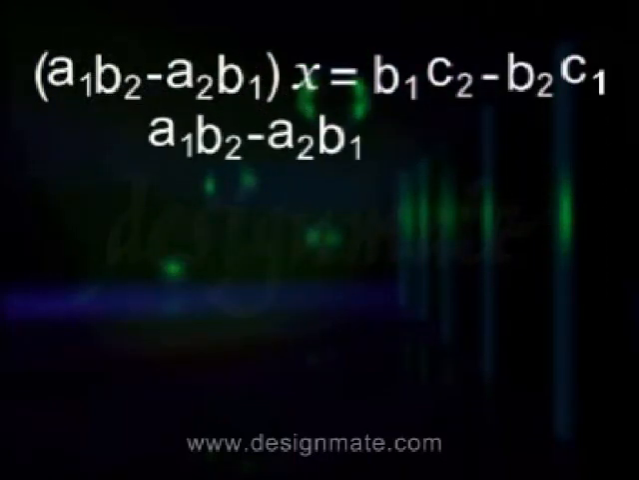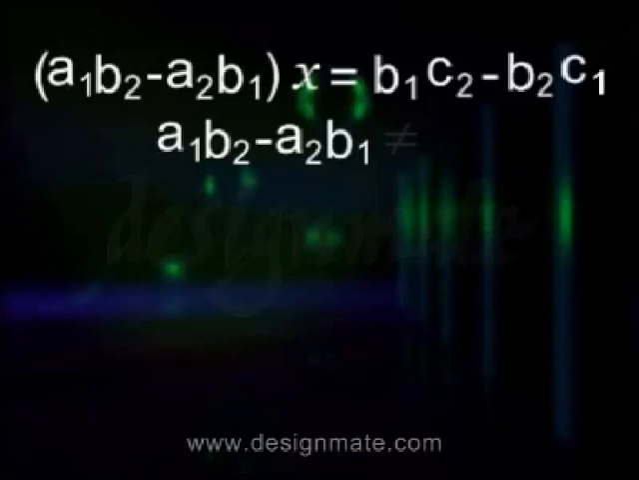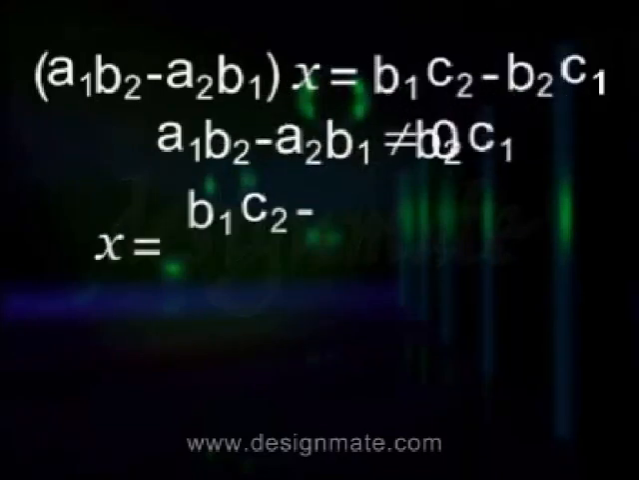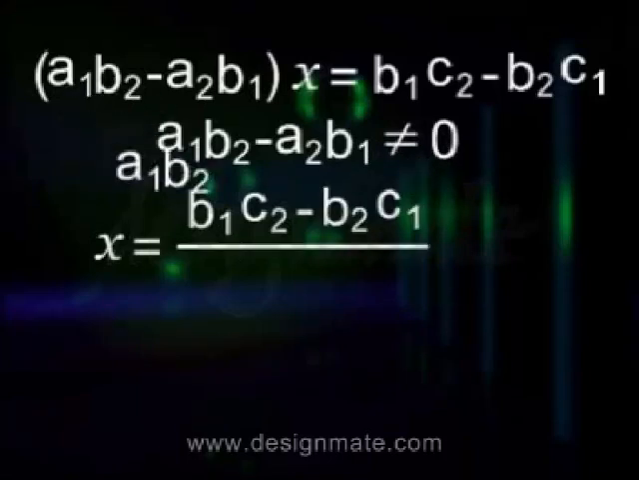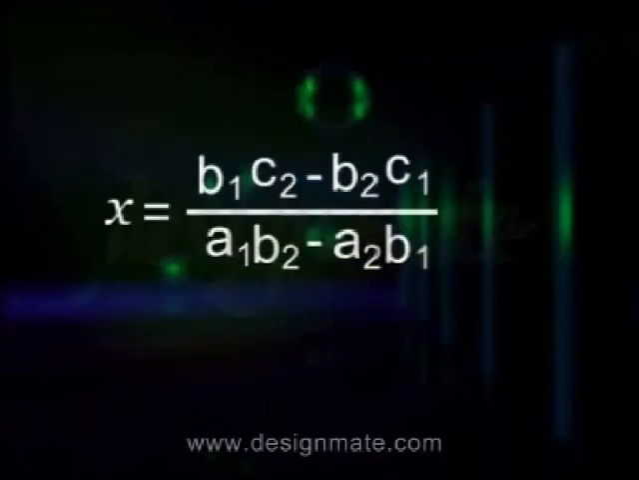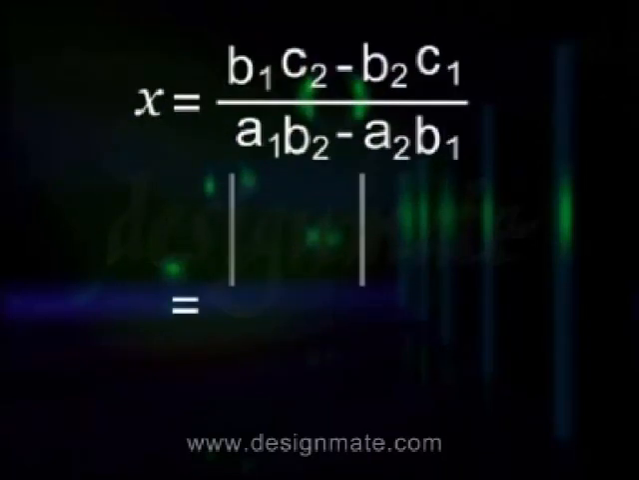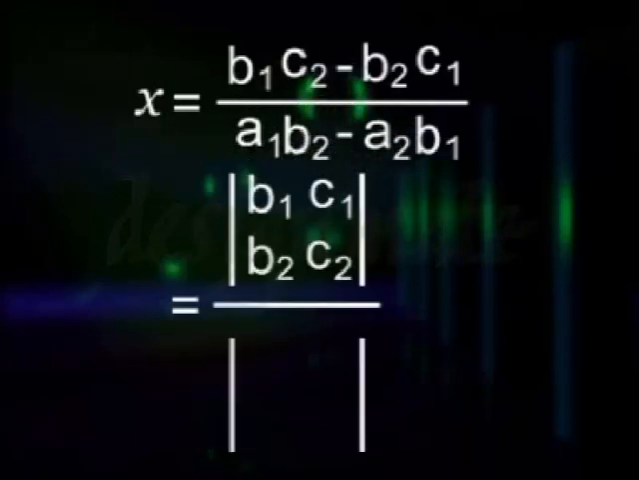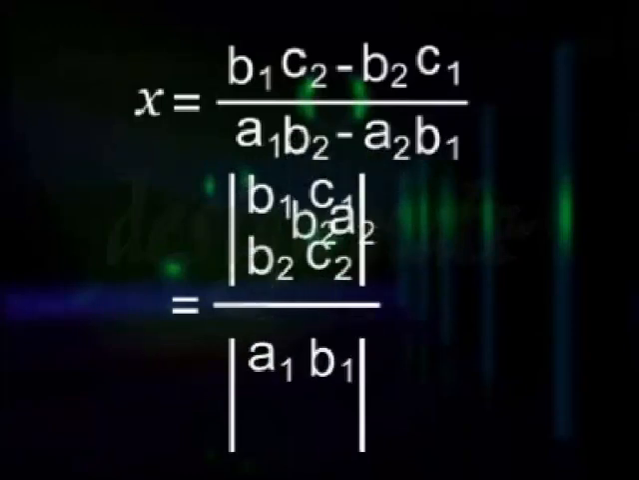If a1b2 - a2b1 is not equal to 0, then x = (b1c2 - b2c1)/(a1b2 - a2b1), which is equal to the determinant of [b1 c1; b2 c2] upon the determinant of [a1 b1; a2 b2].